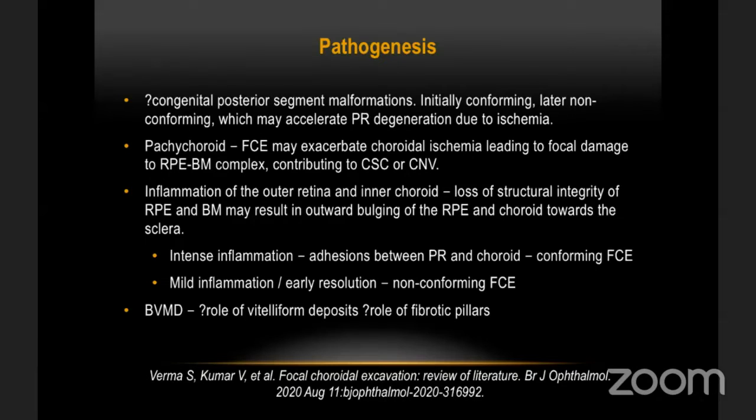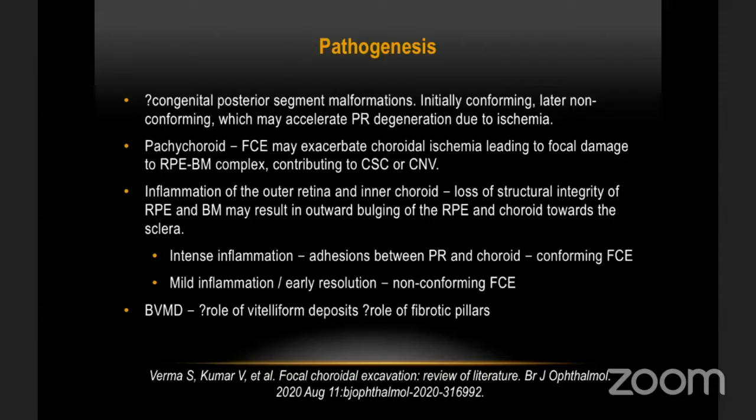In inflammation, it is said that if adhesions form between the photoreceptors and choroid, it gives rise to a conforming FCE. Whereas if there's mild inflammation or early resolution, it will produce a non-conforming FCE, basically because there is loss of structural integrity of the RPE and basement membrane, causing an outward bulge of the RPE. So, as I said, in Best disease, there is a questionable role of the fibrotic pillars or vitelliform deposits.